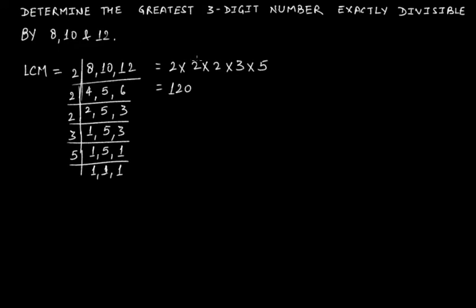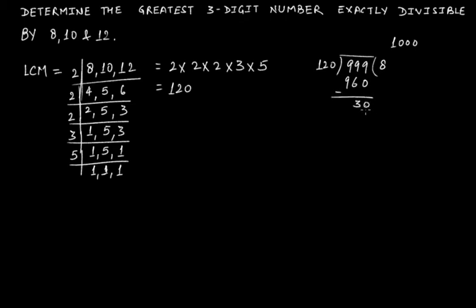And let me show you what is the greatest 3-digit number. You will say that the greatest 3-digit number is 999, right? Because 1000 will be a 4-digit number. This is the smallest 4-digit number, and the greatest 3-digit number is 999. Now if you divide it by 120, you will get 8, so this will be 960, right? And you'll get 30 as a remainder.